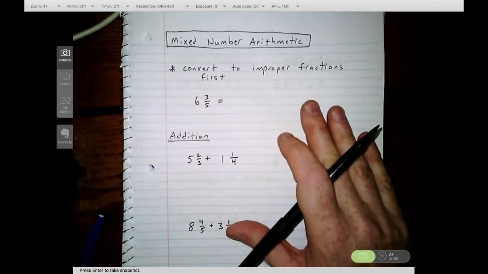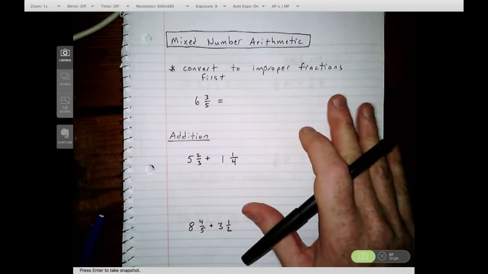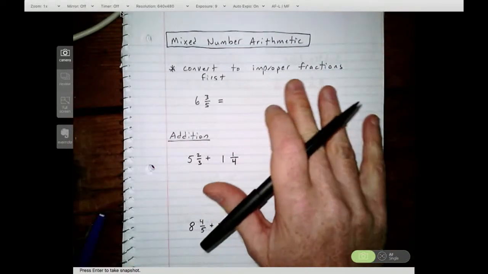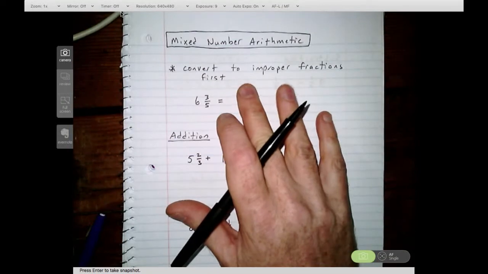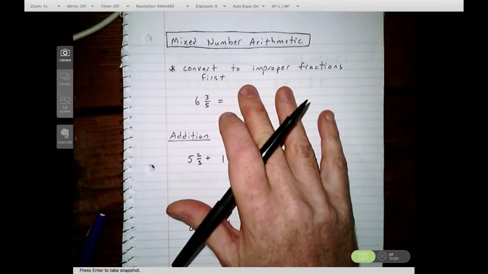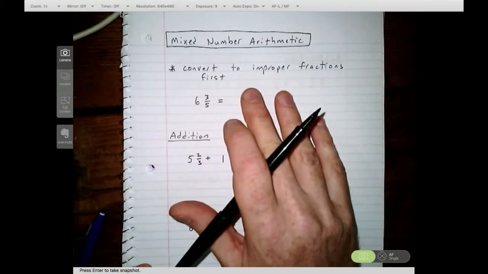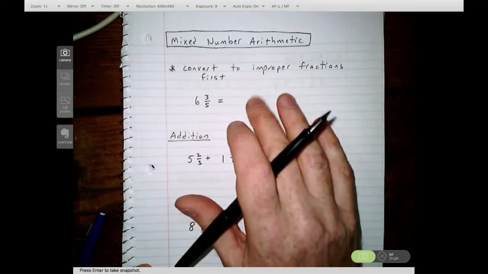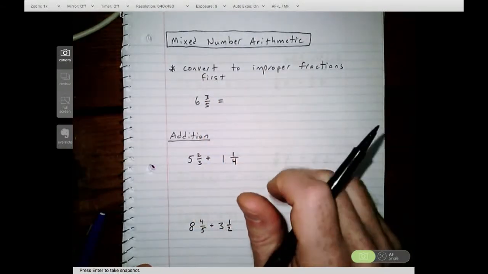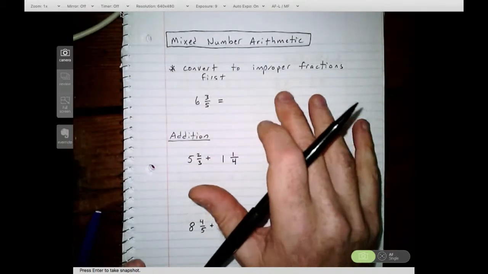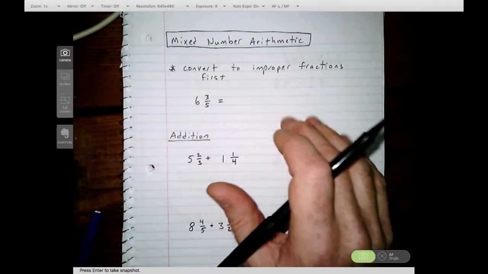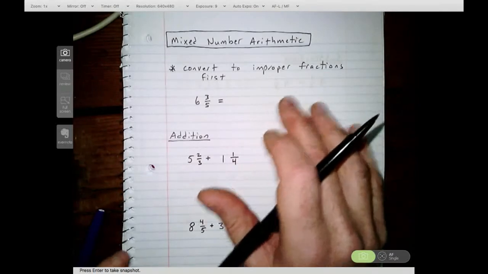Now for addition and subtraction, there's a couple ways to do it, but the way I'm going to suggest is just to convert them to improper fractions first. If you know other ways and you're comfortable doing that, then that's great. Please, by all means, do it that way. But this is how I'm going to teach it. And to me, this is a little easier because if you don't convert it, you run into issues where you may have to borrow or regroup, and it gets a little tricky.